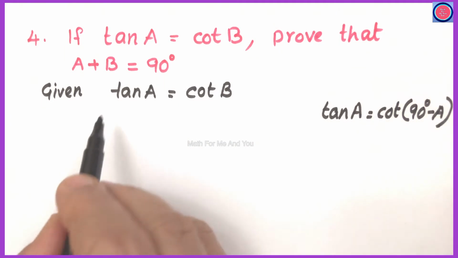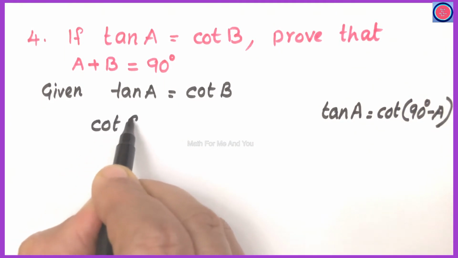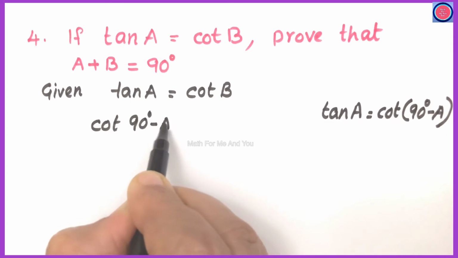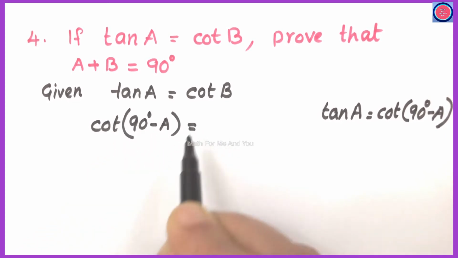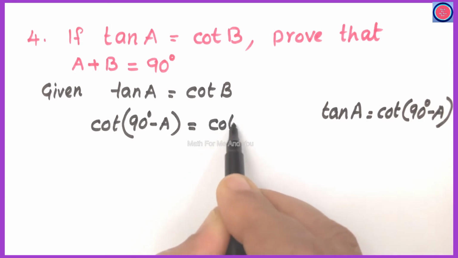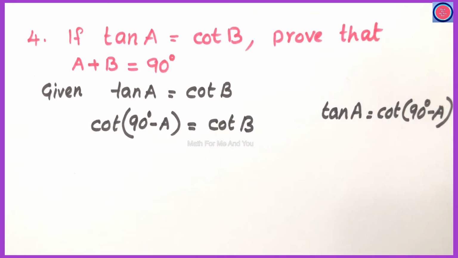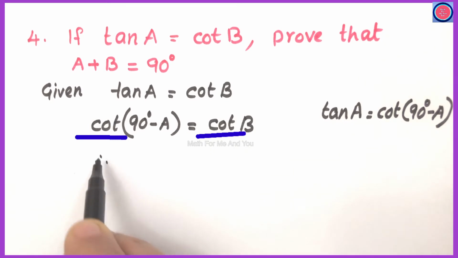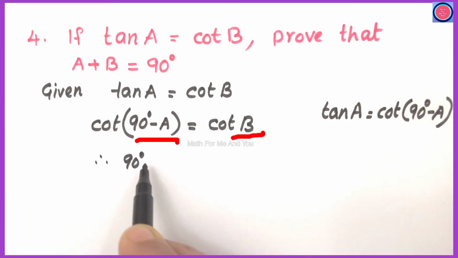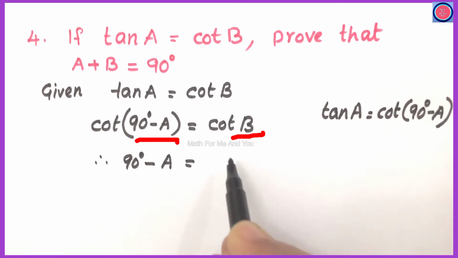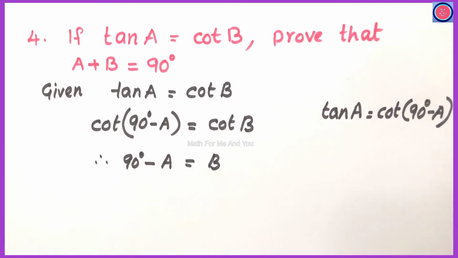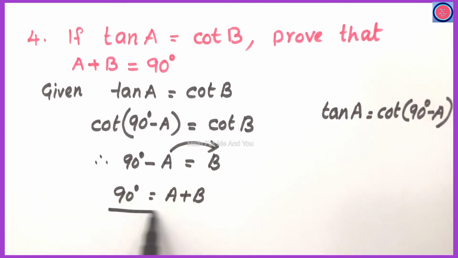And now the left side of this given condition we can change. In place of tan a we can write cot (90 minus a). This is equal to the right side, which we write the same without any change, that is cot b. See this equation, both sides have the same ratio. That means the angles are equal. So we can write 90 degree minus a is equal to b. Collect a and b on one side. That means minus a we can move to the right side as plus a. Left side 90 degree is equal to right side a plus b. That means a plus b equals 90 degree. We have proved the result.